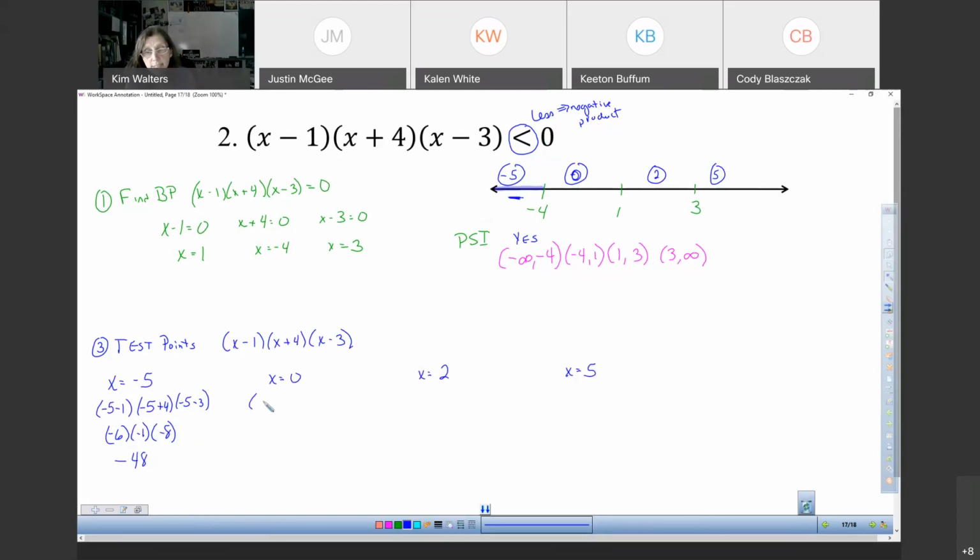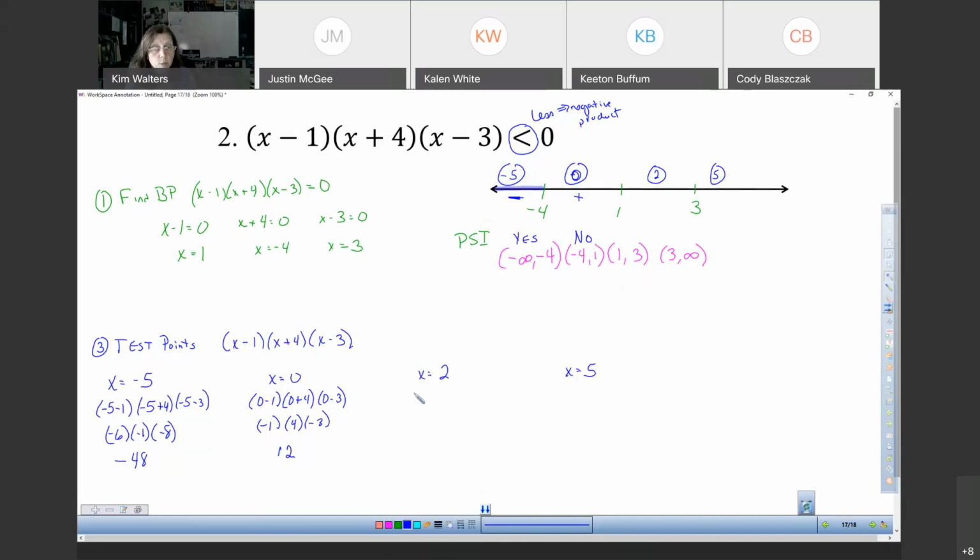And I'm going to have 0 minus 1, 0 plus 4, 0 minus 3, -1 times 4 times -3 is going to give me a positive 12. Okay? Negative and negative is positive. 4 times 3 times 1 is 12. This is going to be positive. But I wanted a negative product. So that means this is not part of my solution.